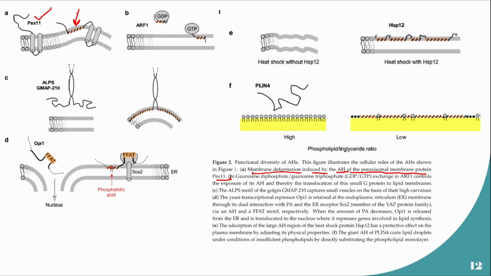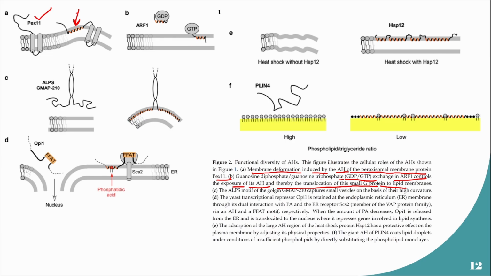Then again, we are seeing for B, for example, guanosine triphosphate GTP/GTP exchange in ARF1 that controls the exposure of its amphipathic helix and thereby translocation of the small G protein to lipid membranes. So again, here you see that for the ARF1, I guess that is also carrying this GDP, then helping, I guess, its translocation. So that is again done by introducing the amphipathic helix into the membrane itself.